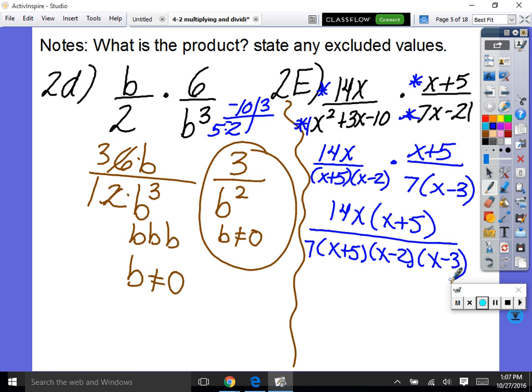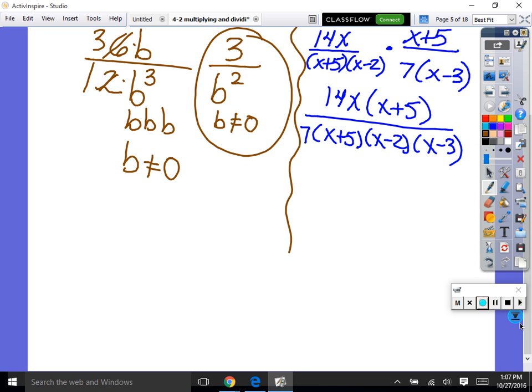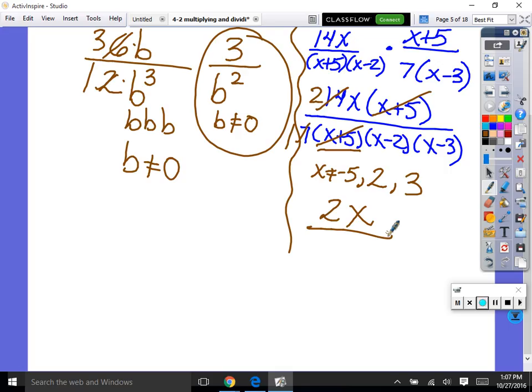Okay. Now we'll restrict our domain. The bottom cannot equal 0. Right there, x cannot equal negative 5, 2, and 3. Now let's divide out what we can. 14 over 7 is 2 over 1. X, nothing, no x on bottom. X plus 5 become 1s. So left on top was 2x. Okay, very good. This is our final answer.